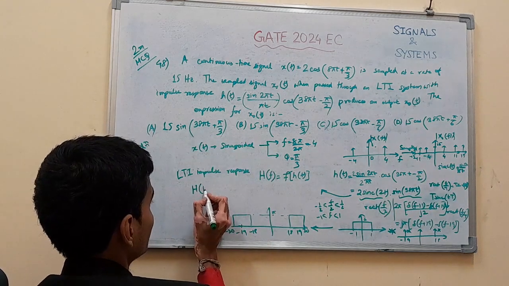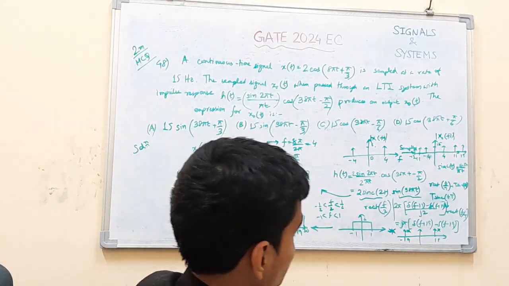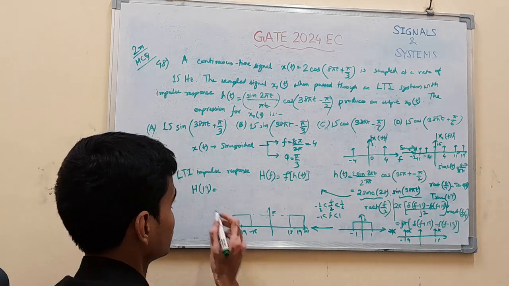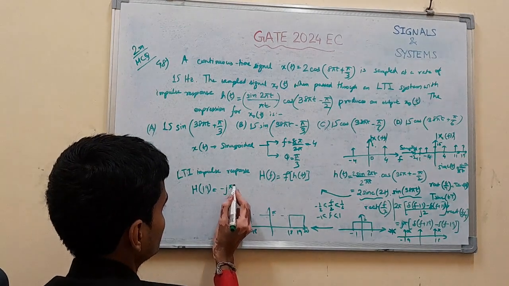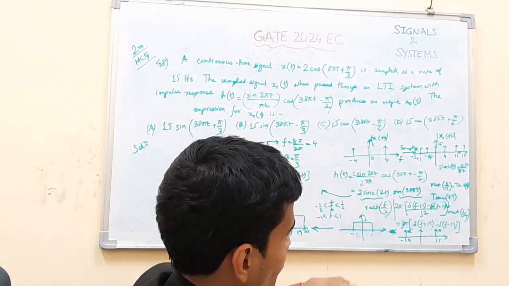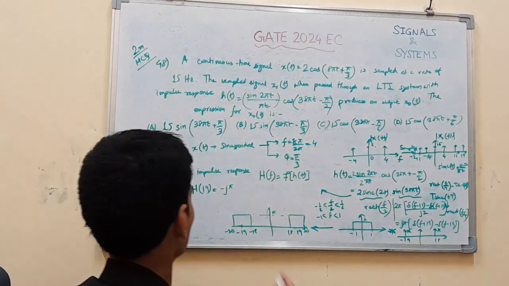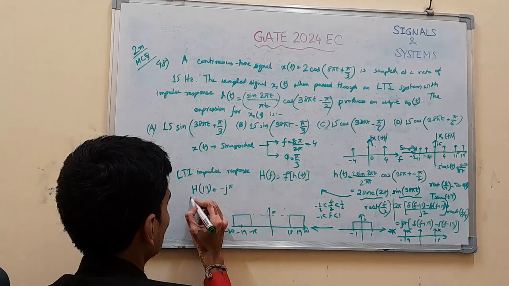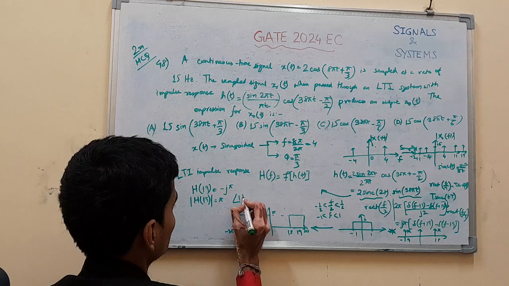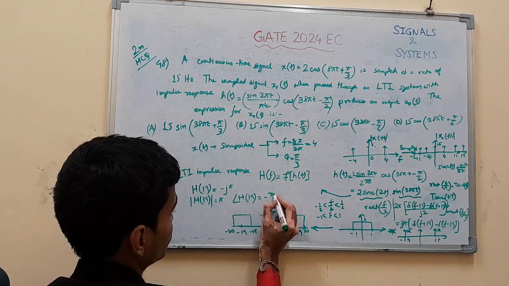So what will H of 19 be? Let's put 19 here. So it will be basically minus j pi. We put 19 here, this term vanishes. This will be 1, and this will be minus j pi. So what is the magnitude of H of 19? Pi. And what is the angle? As you can see, the angle is minus 90 degrees, or minus pi by 2.